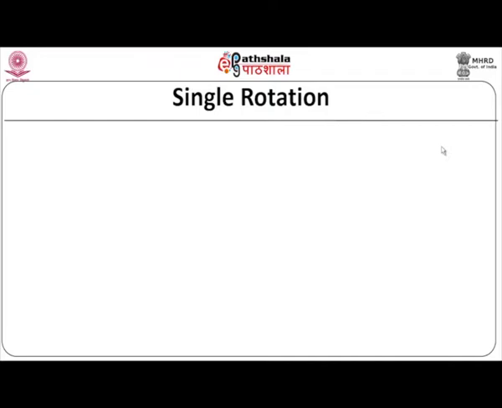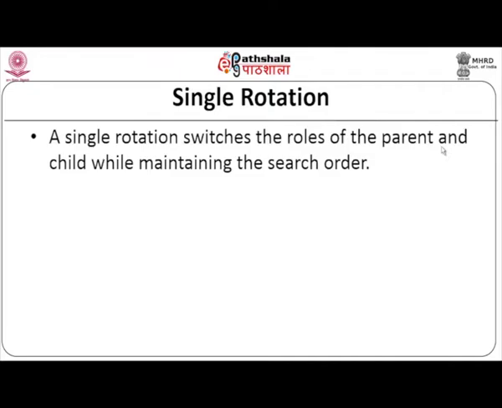Now, let us go to single rotation. A single rotation switches the role of the parent and child while maintaining the search order. So, if x was the left child of y and you do a rotation, x comes up here, and y has to come on the right, because the search order has to be retained. If it is the other way, you have a right child of x and you do a rotation. Let us say x is the root and y is the right child, so y is greater than x. When y becomes the root, x is less than y, so that order is retained.